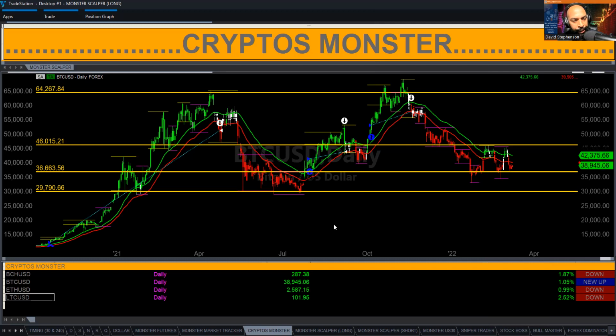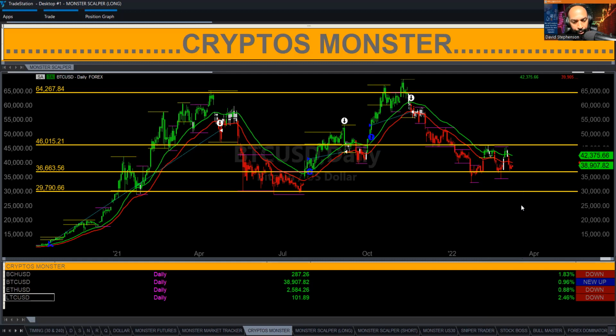As a trader, we always need to know where we are in the trade. If the price breaks support right here, a lot of sellers are going to come in and push the price down to this target, which is the next support at around 30,000. If the buyers can't hold this support area and the price breaks support, the price could go a lot lower. That's why these support and resistance levels are very, very important.